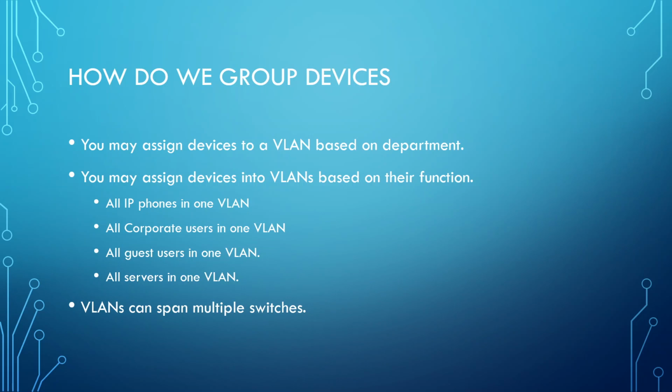And so with VLANs, we can group devices, and usually you will group devices based on department. So you may have one VLAN for the sales department, one VLAN for the legal department, one VLAN for the HR department.